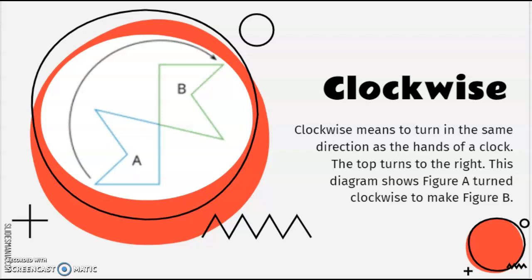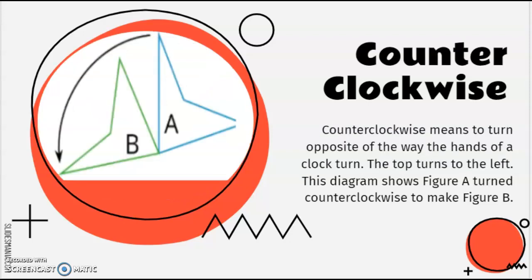So the opposite of clockwise is counterclockwise. Counterclockwise, if you're looking at this arrow, is going to the left. So it says counterclockwise means to turn opposite of the way the hands of a clock turn. The top turns to the left. This diagram shows figure A turned counterclockwise to make figure B. So basically, here's the starting point. It's turning backward. It stopped right here, and that's how we have figure B. Kind of looks like a reflection, but it's not. So counterclockwise is going the opposite direction.